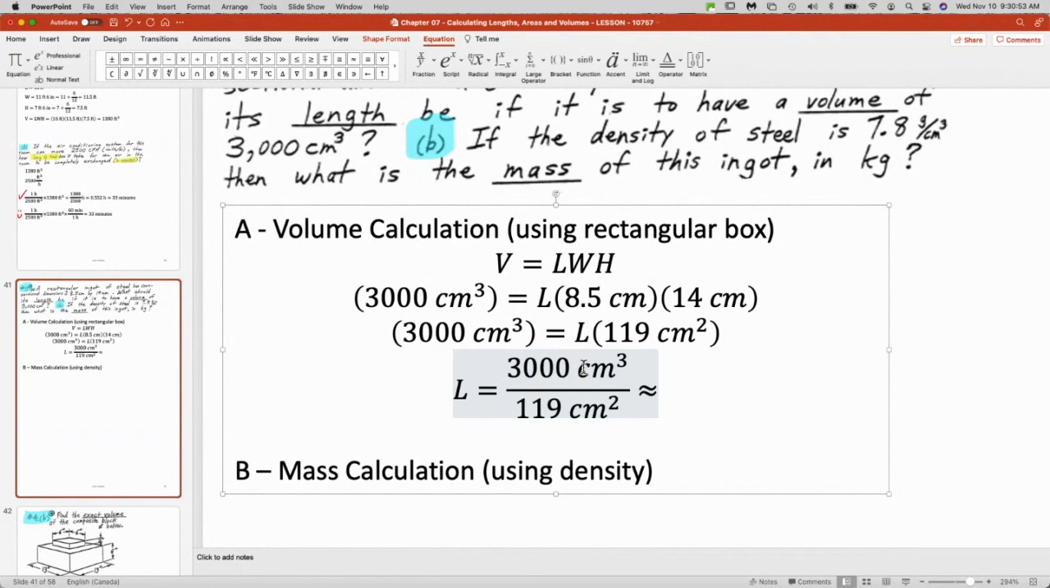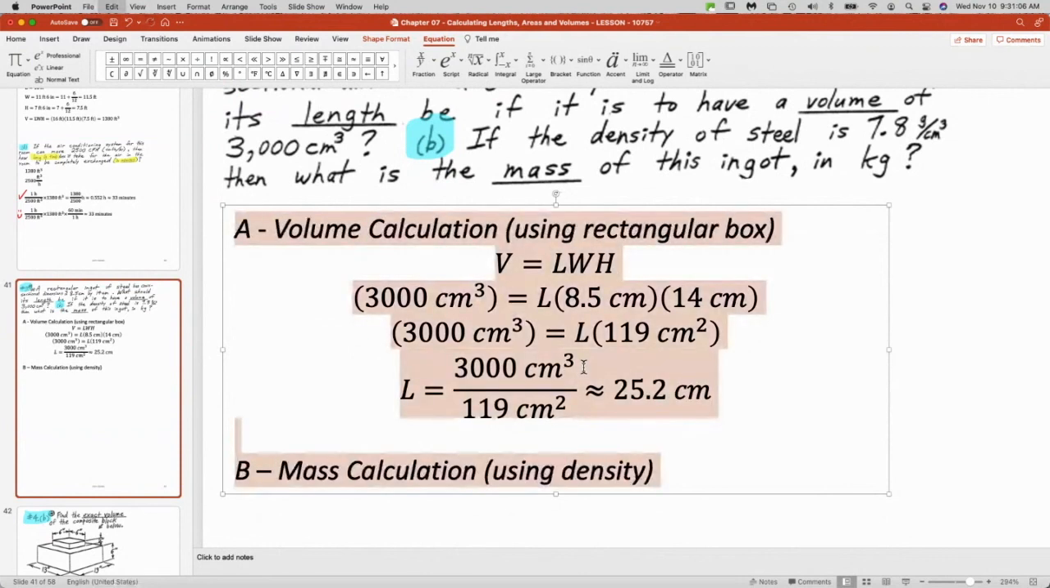So if we divide those numbers, you get 25.12, or sorry, 25.21. I'll just leave it as 25.2 as per Nicholas and Huria's answers. So there we go, 25.2 centimeters.